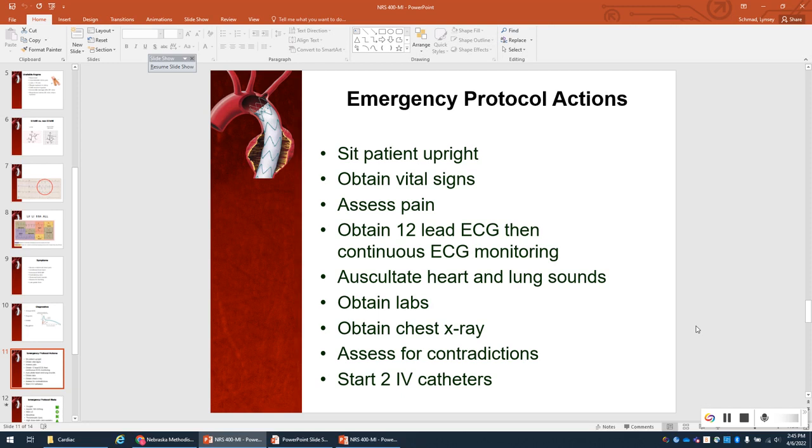Also, we want to assess for contraindications for this patient. So, if they have any contraindications for antiplatelets, anticoagulants, thrombolytics, or for the cath lab, i.e. iodine allergies or shellfish allergies to contrast dye, they would not be a candidate for the cath lab. And then we also want to start 2 IV catheters. Usually these are large bore catheters of at least a 20 gauge.